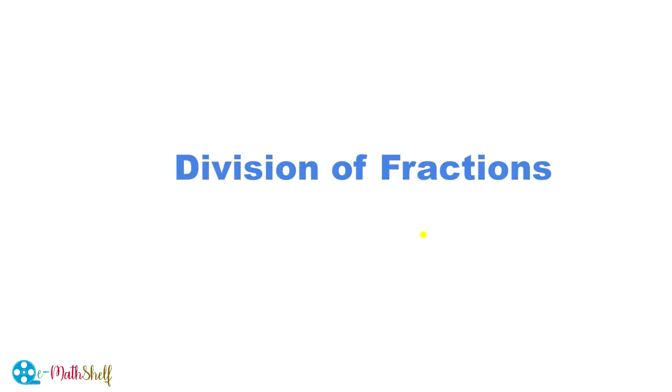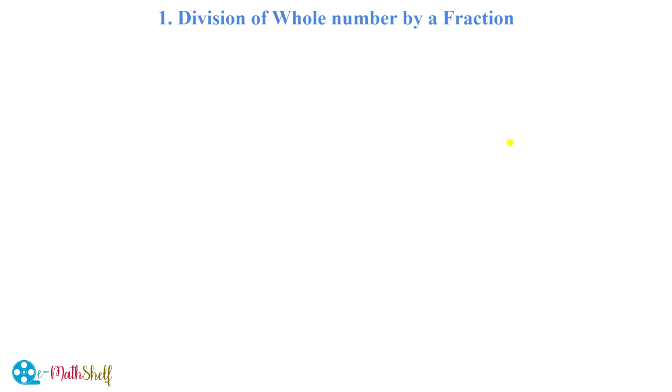Since you all know multiplication of fractions and how to find the reciprocal of a fraction, we will now look at division of fractions. Let us look at division of a whole number by a fraction. When you read this, we understand that the whole number will be the dividend, that is the number to be divided, and the fraction will be the divisor that will divide the whole number.